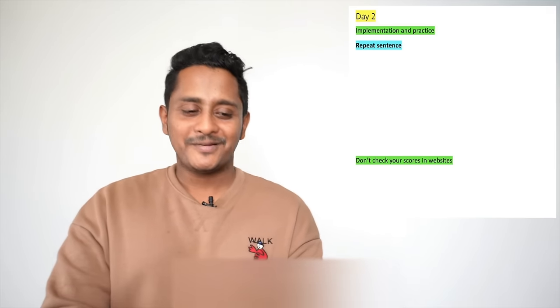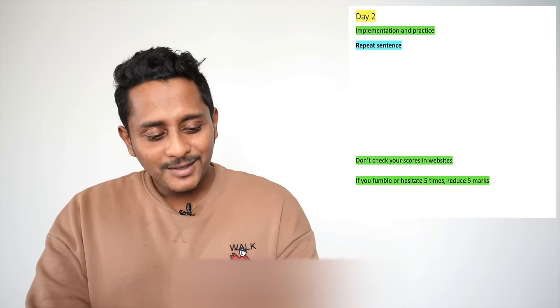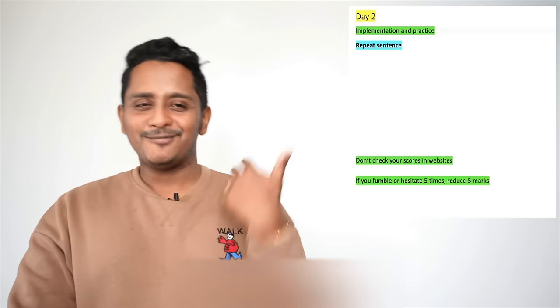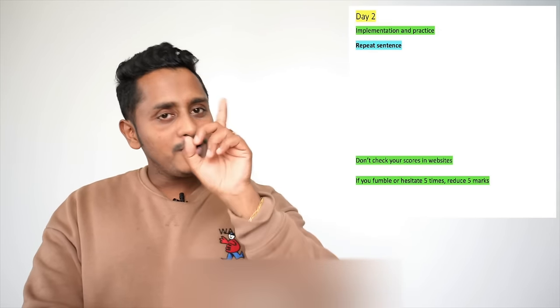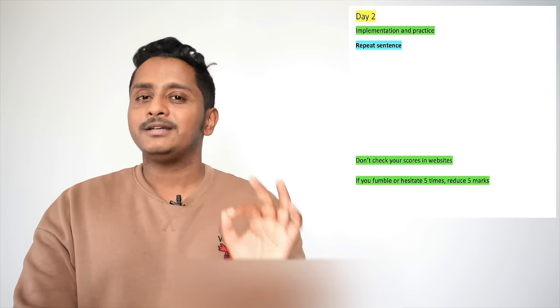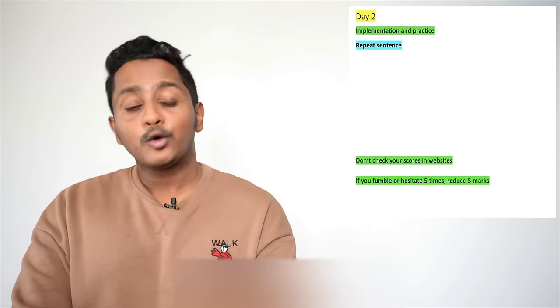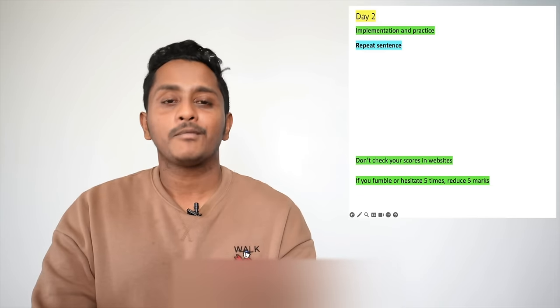Okay, so we will move to the repeat sentence. I've already told you how to convince your mind for repeat sentence. Here as well, don't check your scores in the websites. If you fumble or hesitate 5 times, reduce 5 marks. Very simple. Well, you cannot fumble 5 times, just an example I'm giving. If you fumble once, lose 1 mark. Repeat sentence is 3 marks, one question. Fumble 3 times is 0. Even if the content is perfect, no mark. Hope you're getting it.